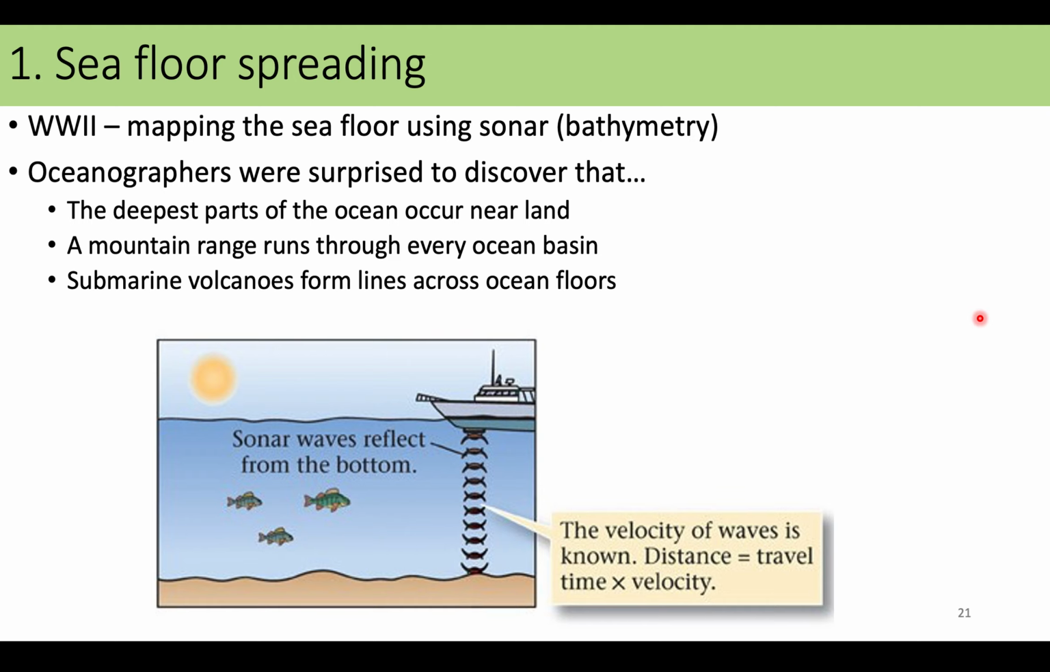They also found mountain ranges running through every ocean basin. So underwater mountain ranges running all the way through the ocean basin. And they found submarine volcanoes. So underwater volcanoes in nicely formed lines across the ocean floor. These are things we had absolutely no idea about, what was going on at the bottom of the ocean floor, until World War II, when we started actually mapping what the ocean floor looks like.